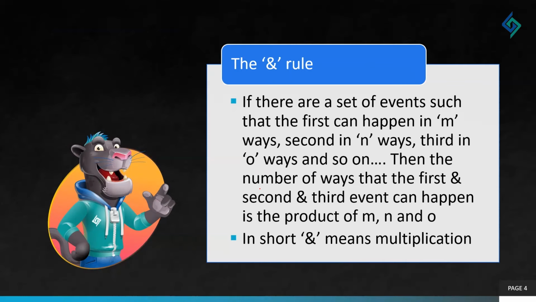and probability follows. So the AND rule states that if I have multiple different events, and if all of the events are happening together, like event 1 and event 2 and event 3 and event 4 are all happening, then the number of ways that all the events can happen together is the product of the number of ways in which the individual events can happen.